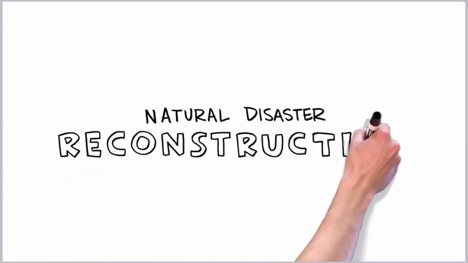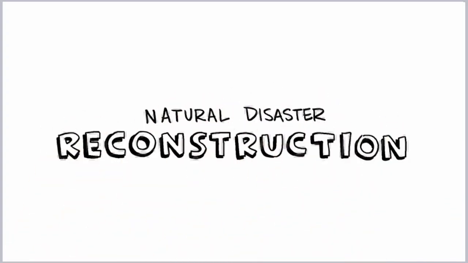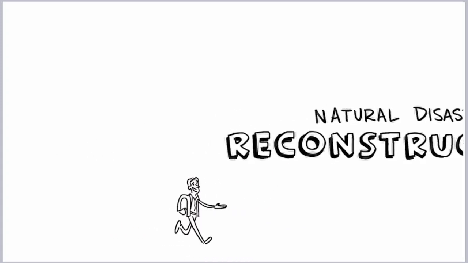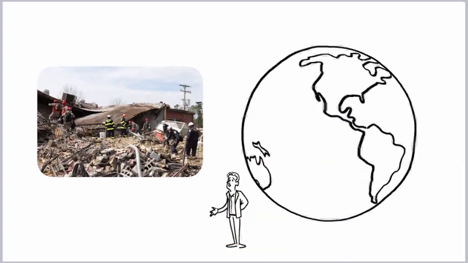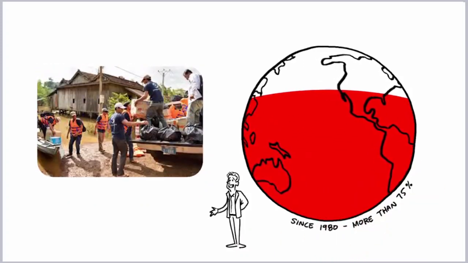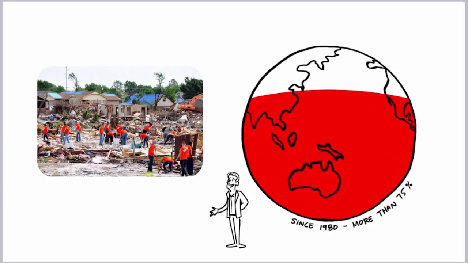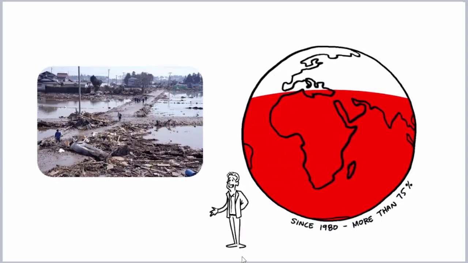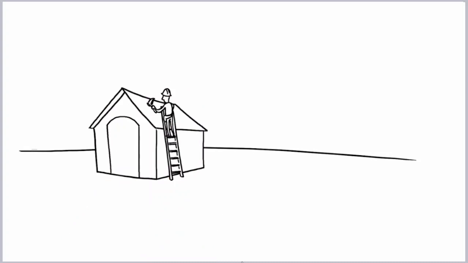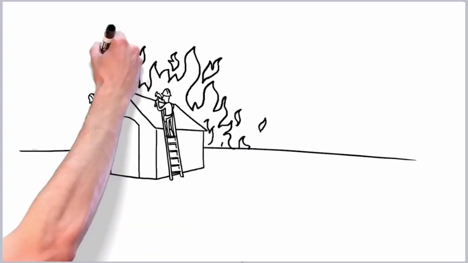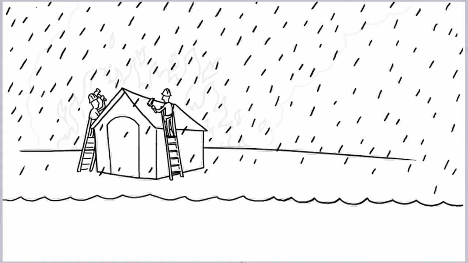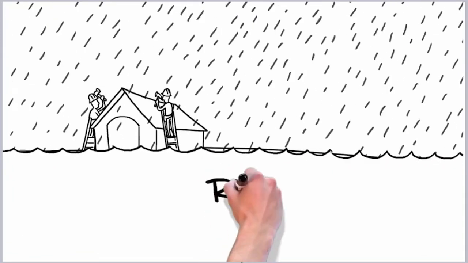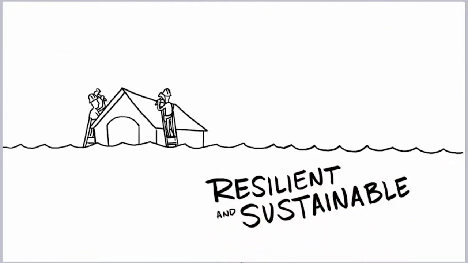Natural disaster reconstruction is one of the biggest challenges facing humanity. The number of people affected and the scale of the damage is staggering. The United Nations reports that since 1980, more than 75% of the world's population has been impacted by natural disasters, causing substantial setbacks for human and economic development. Rebuilding after natural disasters is an incredibly difficult and complex task, which requires a tremendous human effort to restore affected communities. Today, there is growing recognition that we need to build resilient and sustainable infrastructure systems.